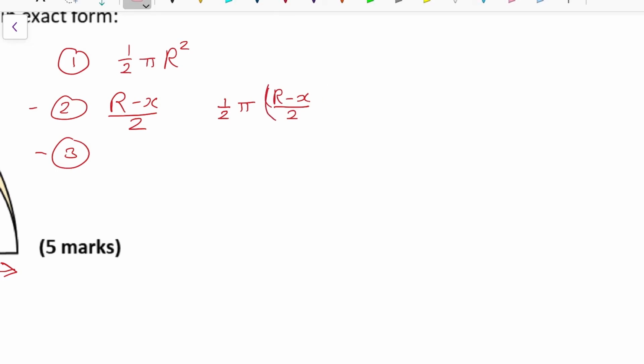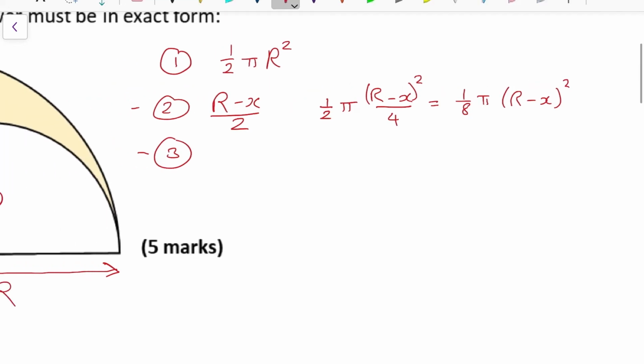Now I can simplify this slightly, so I'm going to do that now. I can actually simplify this over here, so it's going to be (r minus x) squared, and I can square the 2 because I know 2 squared is 4. And I can go a stage further and multiply the denominators together, which is going to be 1/8 pi times (r minus x) all squared. Doesn't look a lot simpler, but we'll see how it goes.